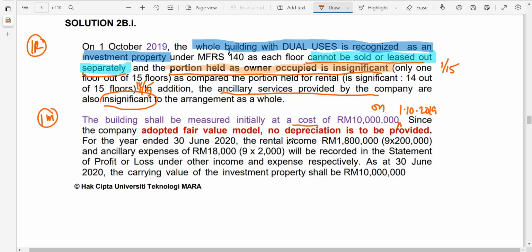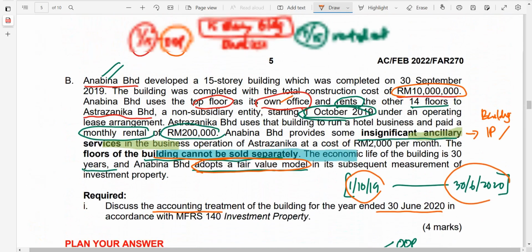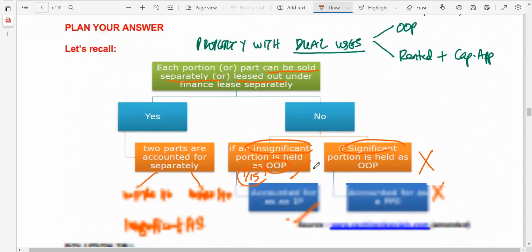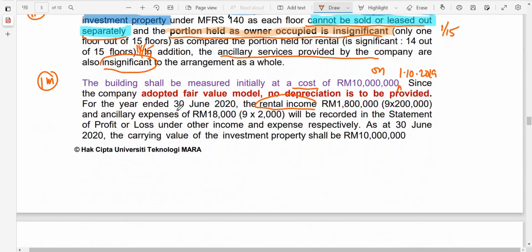So for the year ended 30th of June, there were two things that happened. One is the rental income. If you read the question, you have a rental income of 200,000 because you charge the tenant. At the same time, Anabina, the reporting entity, provides insignificant ancillary service, and that is incurring a cost of 2,000 per month. So for 9 months, you need to calculate how much that is. Two figures there, 200,000 and the 2,000 figure here.